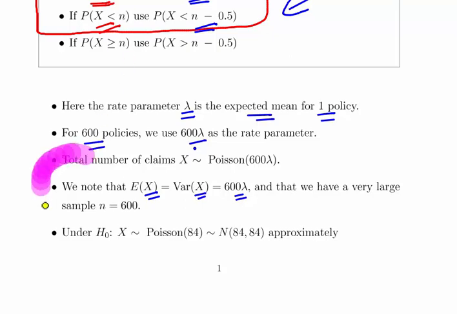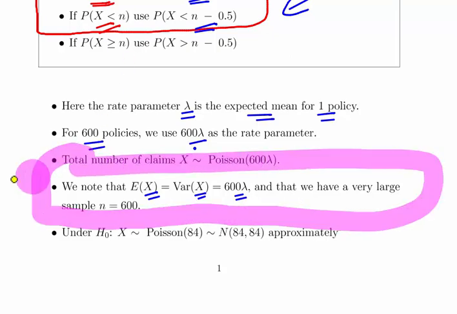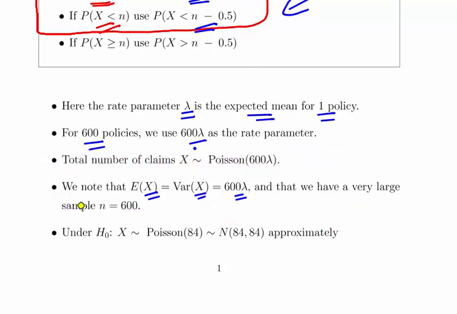Essentially what I'm doing with this part is setting out the justification for using the normal approximation, which is something you should do. Don't just state it. I'm being a little bit brief here, but actually make the case for using the normal approximation. Under the null hypothesis, with lambda equals 0.14, x is a Poisson random variable with lambda equals 84. If we approximate that with the normal distribution, the mean is also going to be 84 and the variance is also going to be 84.